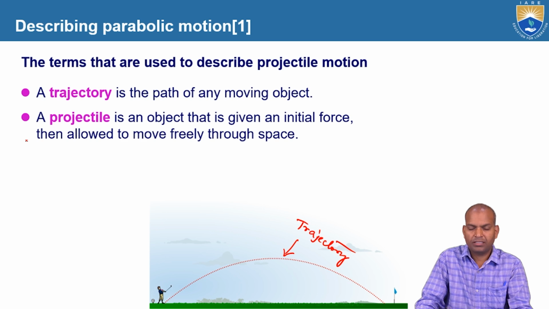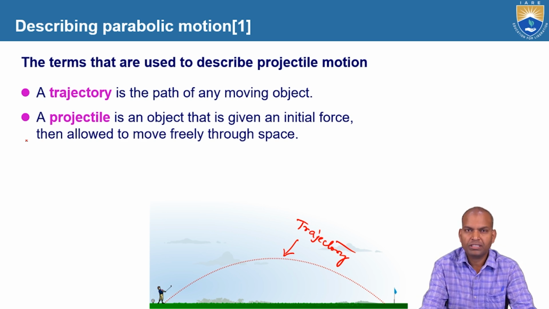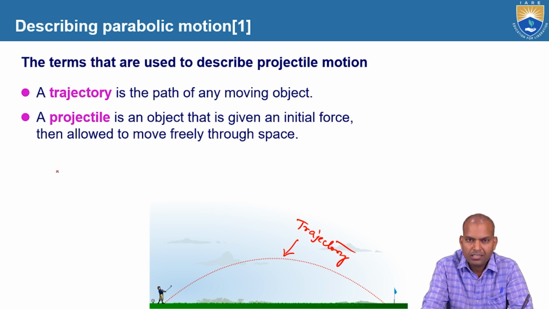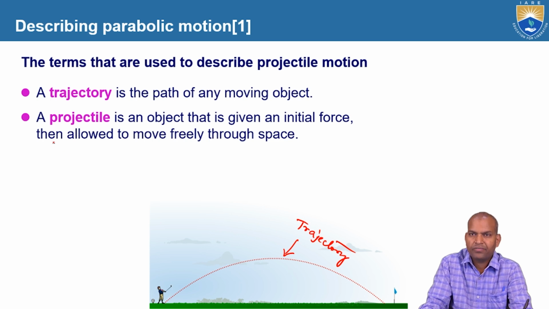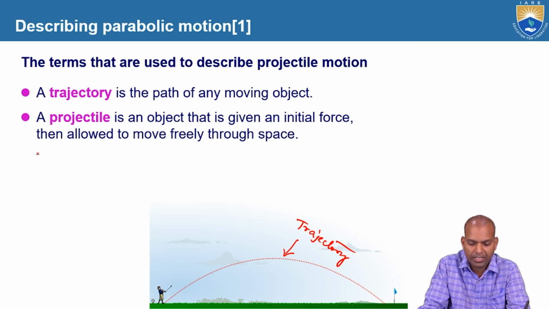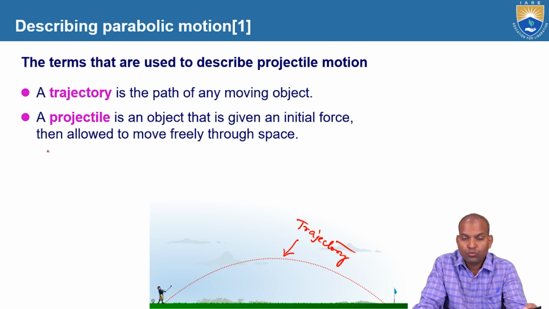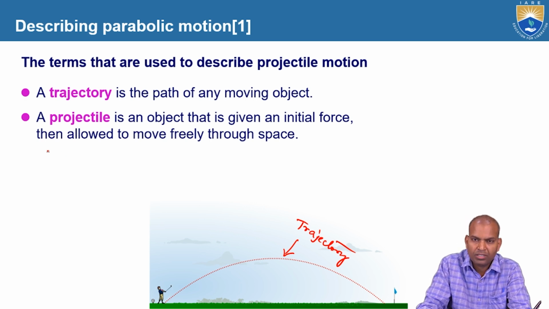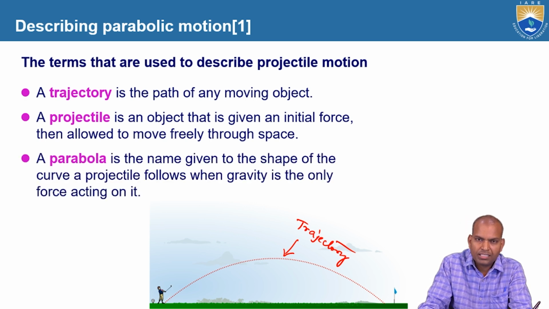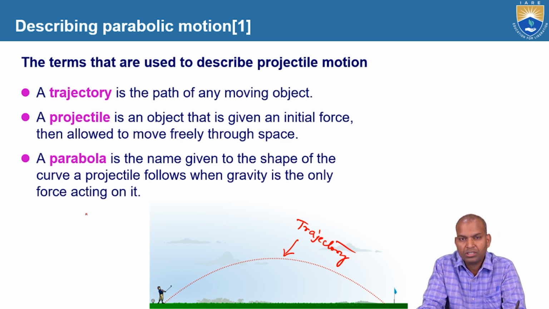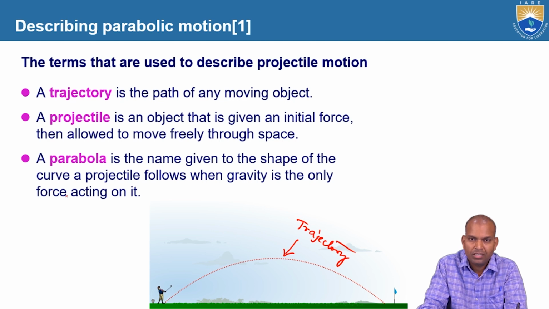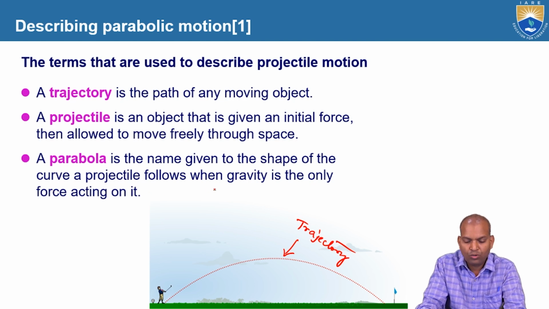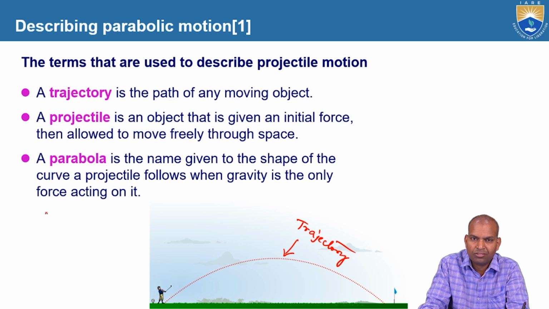Next, the term that is very important is the projectile. A projectile is an object that is given an initial force, then allowed to move freely through space. The next term is the parabola. The parabola is the name given to the shape of the curve a projectile follows when gravity is the only force acting on it.